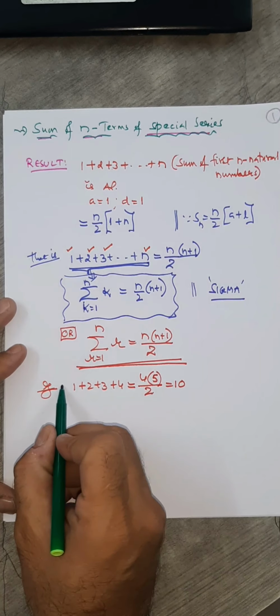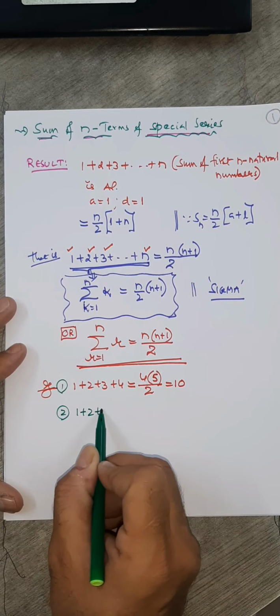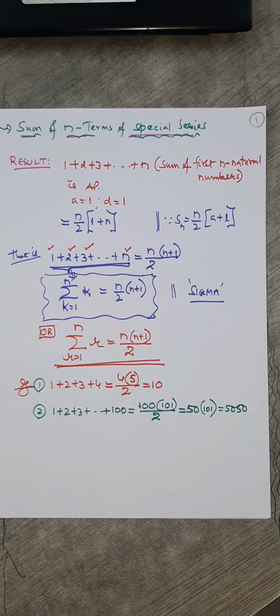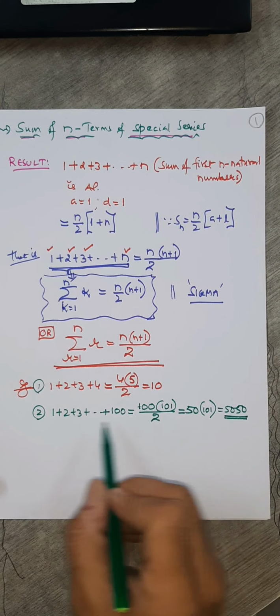One more example. Suppose I want to add 1 plus 2 plus 3 up to 100. How will I do this? Now it's difficult to do it manually, but you can use this formula: 100 into 101 by 2. So what do you get from this? This is just 50, so 50 into 101, that is 5050. So that is your required summation of the first n natural numbers. Clear? So result 1 you can write as this or this.